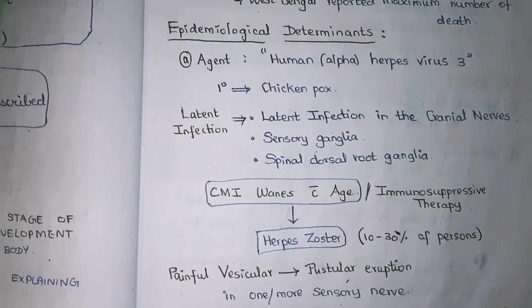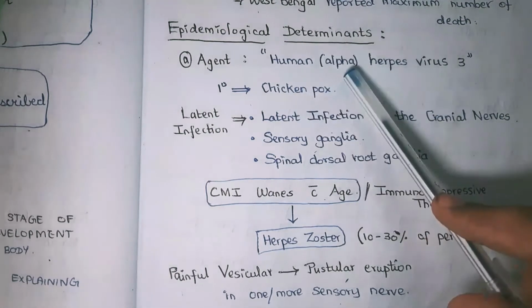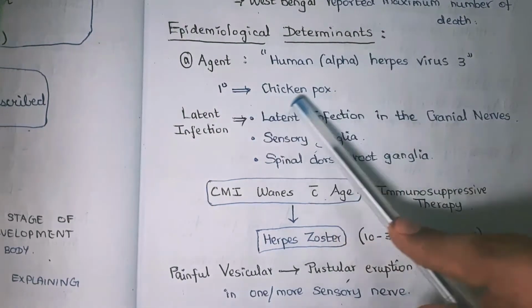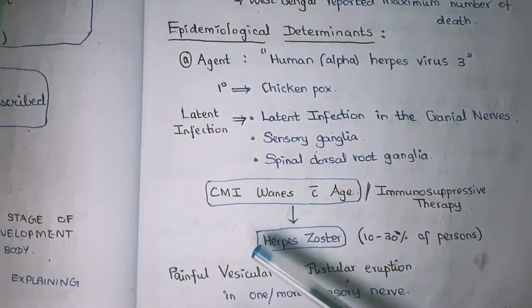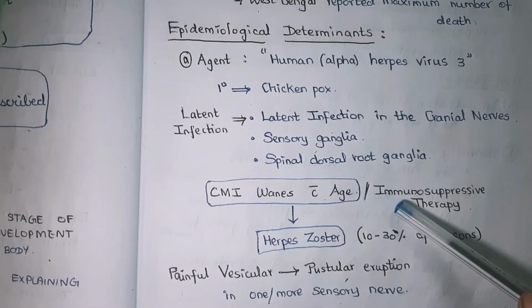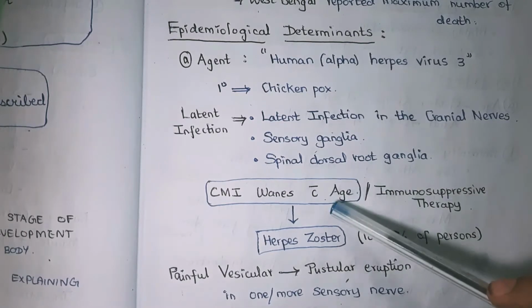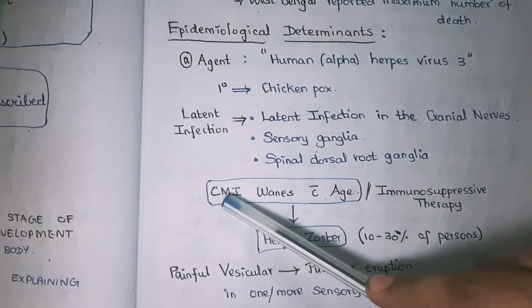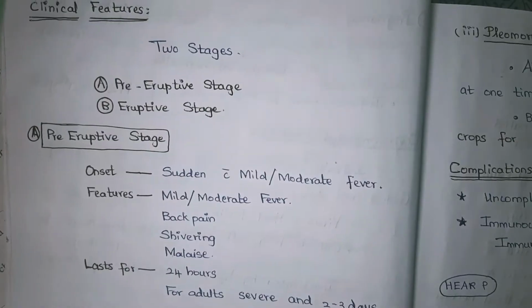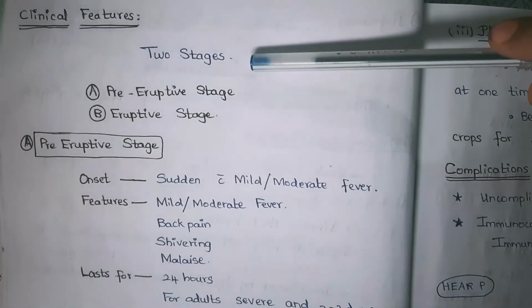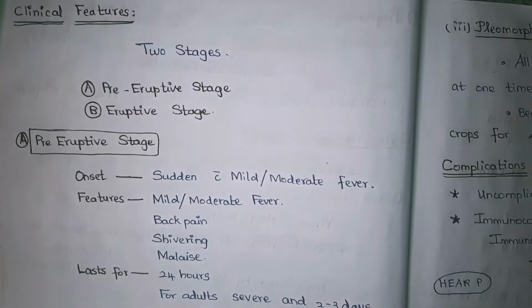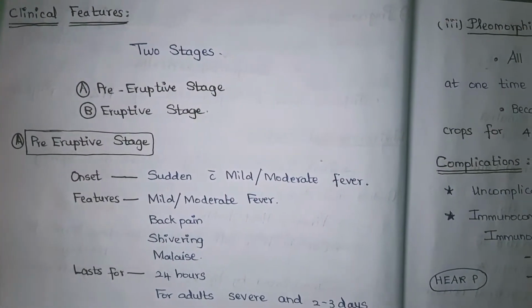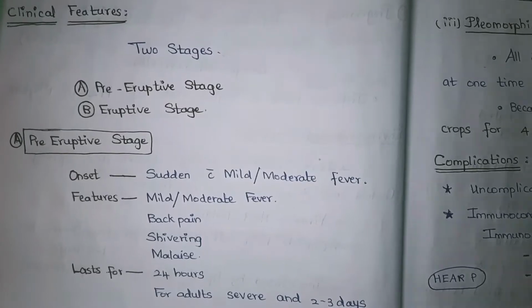Epidemiologically, the agent causing this is human alpha herpes virus 3. Primarily it causes chickenpox, and as a latent infection, it can lead to the formation of herpes zoster. It is most common in immunocompromised patients, that is patients taking immunosuppressive therapy, and in the older age group where cell-mediated immunity is decreased. We have seen that it consists of two stages, pre-eruptive stage and eruptive stage. In the eruptive stage, vesicular rash occurs on the day of the fever. Then pleomorphism is a feature of chickenpox.